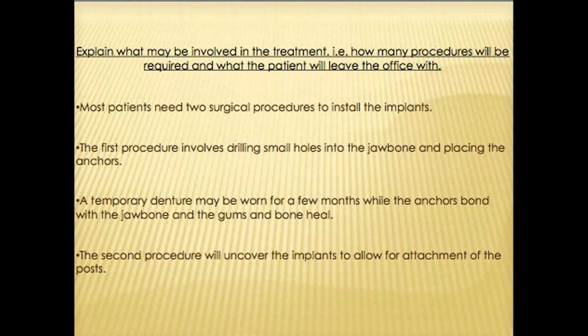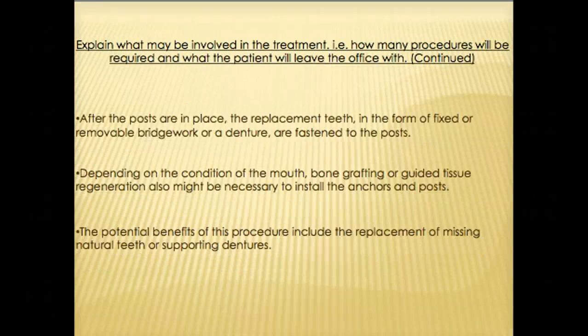The second procedure will be to uncover the implants to allow for attachment of the posts. Also explain that after the posts are in place, the replacement teeth in the form of a fixed or removable bridgework or even a denture are fastened to the posts. Now, depending on the condition of the mouth, bone grafts or guided tissue regeneration also might be necessary to install the anchors and the posts.